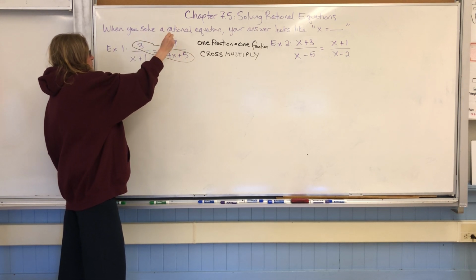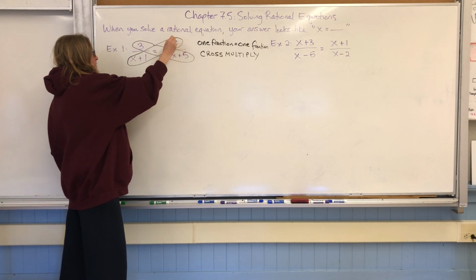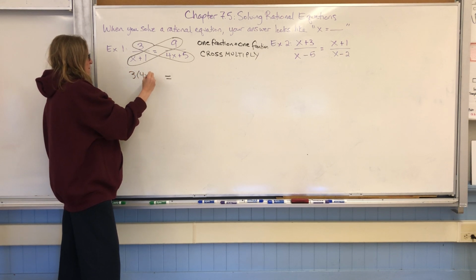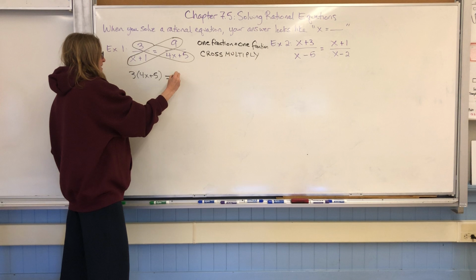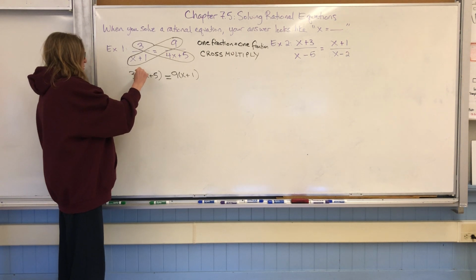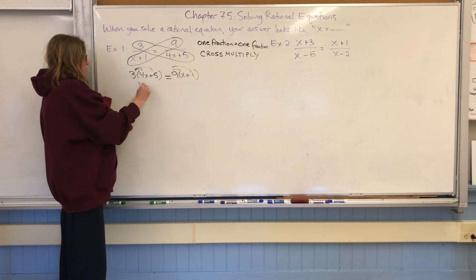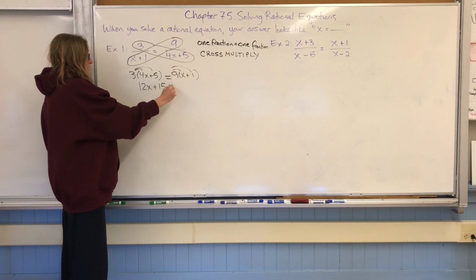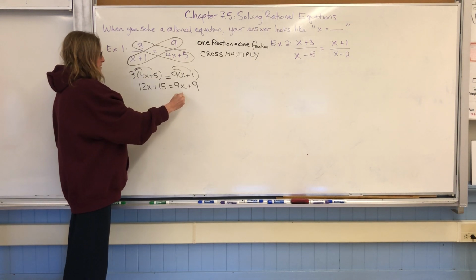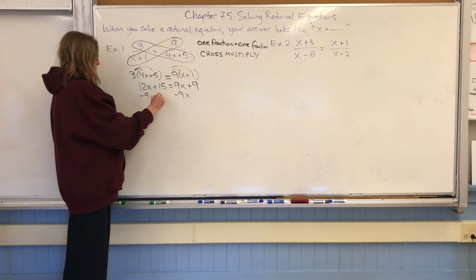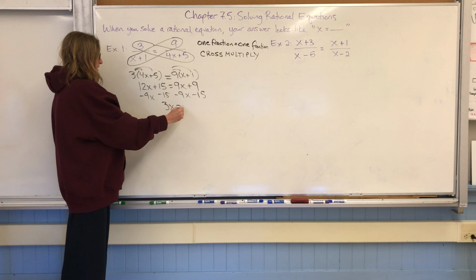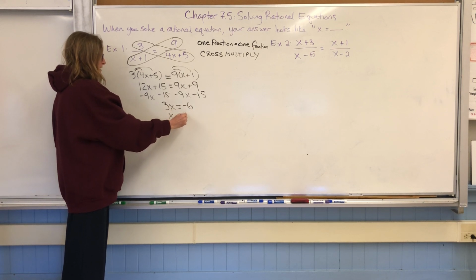I'm going to multiply these on the diagonal here. And then I'm going to set them equal to each other. So I'm going to do 3 times 4x plus 5 equals 9 times x plus 1. Okay, now we're just going to solve the equation. So that's 12x plus 15 equals 9x plus 9. Right, and then if we solve this, we get 3x equals negative 6 and x equals negative 2.